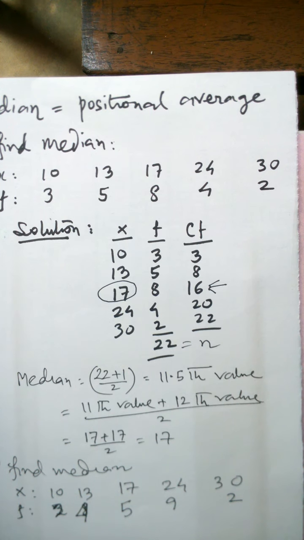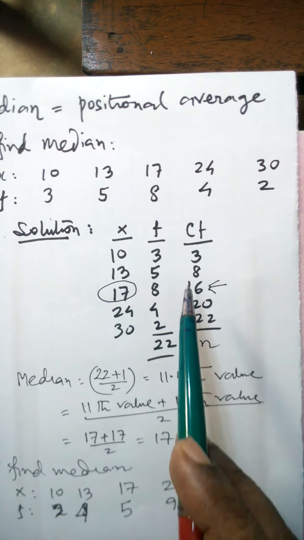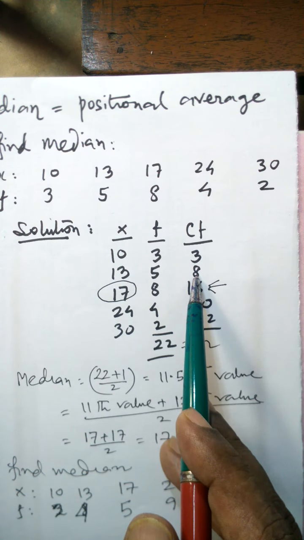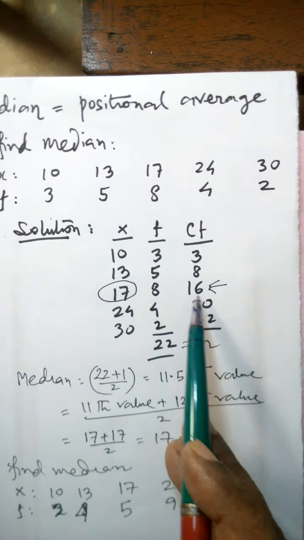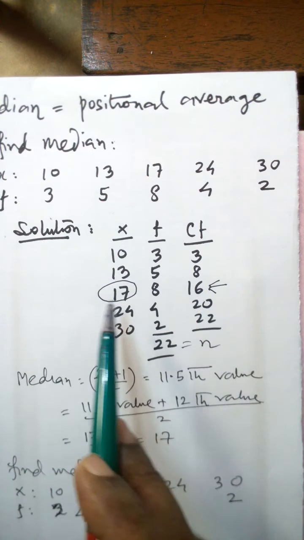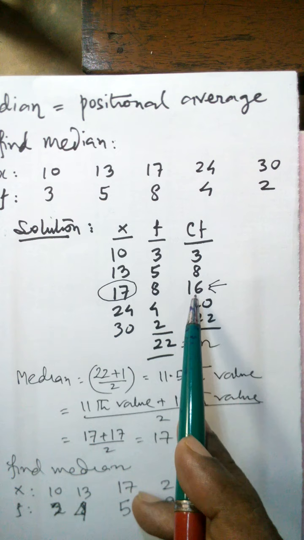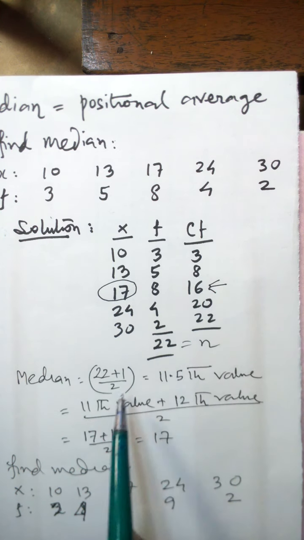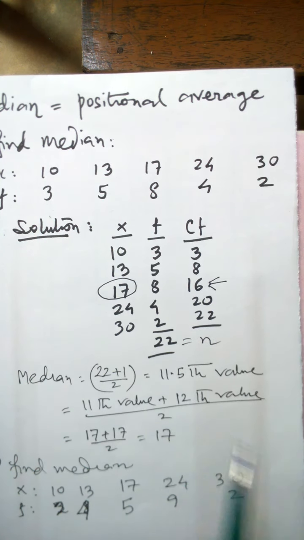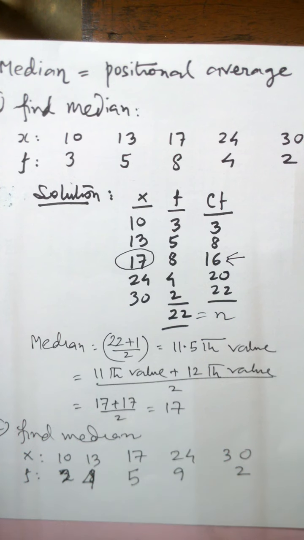The 11th value and 12th value will be identified from here. The 11th value is more than cumulative frequency 8 but less than 16. So the 11th value is 17, and the 12th value is also more than 8 and less than 16. So both the 11th and 12th values are 17. So we are getting (17 plus 17) by 2.